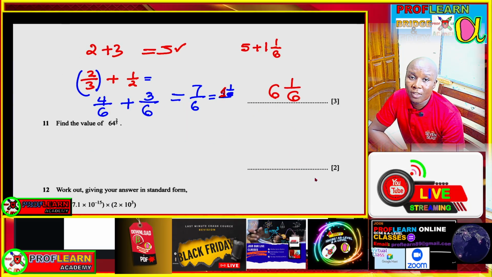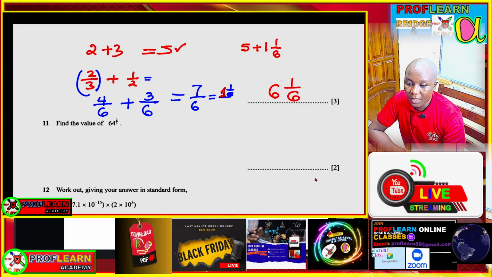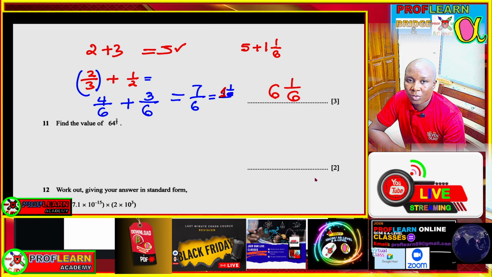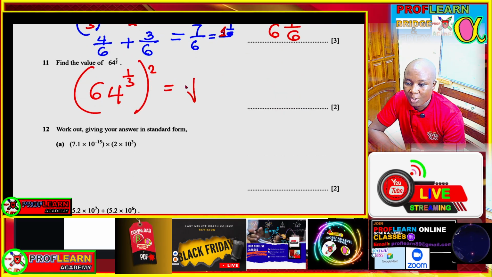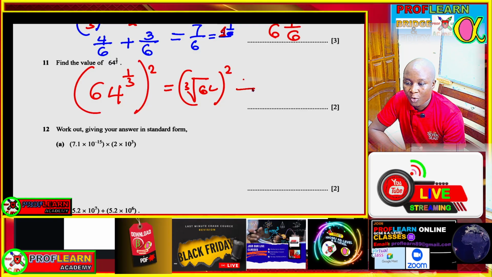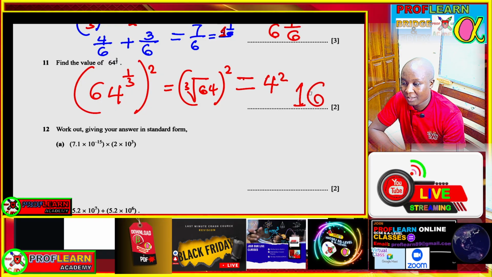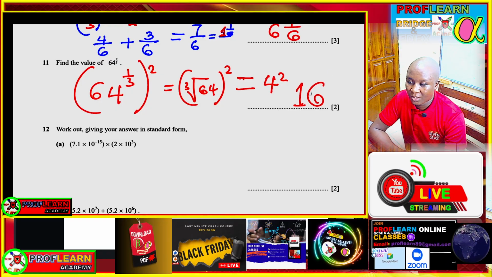You can also be given questions to do with indices, and for instance here we have 64 raised to power 2 over 3. So meaning that 64 raised to a third is like the cube root, and then after finding the cube root, we can square that. Cube root of 64, definitely here will be 4. Then 4 squared will be 16 as our final answer.